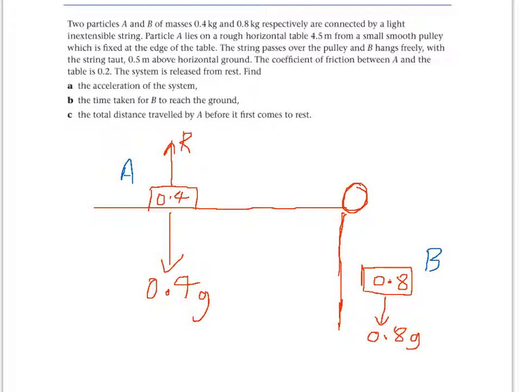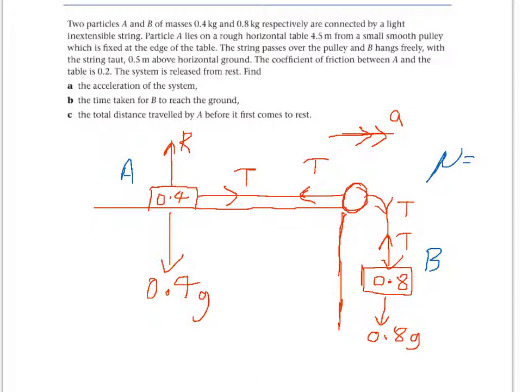Next, they're attached by a string which goes over the pulley and down to here. And because it says it's a light inextensible string, we know that the tension is equal in all parts. It also means the acceleration is going to be the same along the whole thing. Now if it's released, obviously it's going to fall down this way because B is going to send it down towards the ground. We're also told that the coefficient of friction is 0.2.